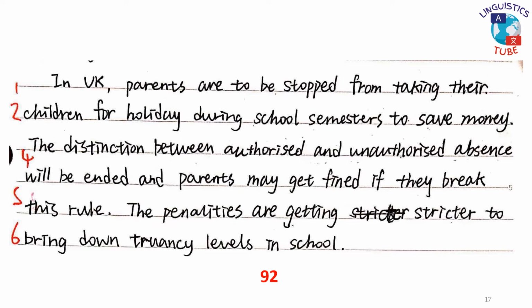In UK, parents are to be stopped from taking their children for holiday during school semesters to save money. The distinction between authorized and unauthorized absence will be ended, and parents may get fined if they break this rule. The penalties are getting stricter to bring down truancy levels in schools.